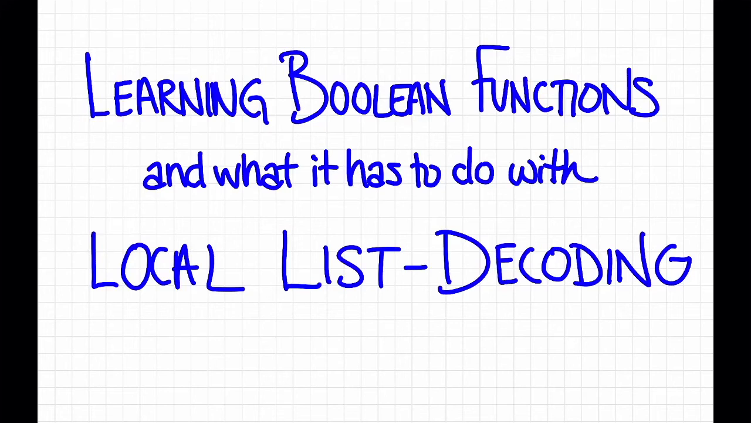In previous videos, we've seen list decoding and local decoding. It turns out that we can combine these two notions and consider local list decoding. In this video, we'll motivate the problem with an application from learning Boolean functions.